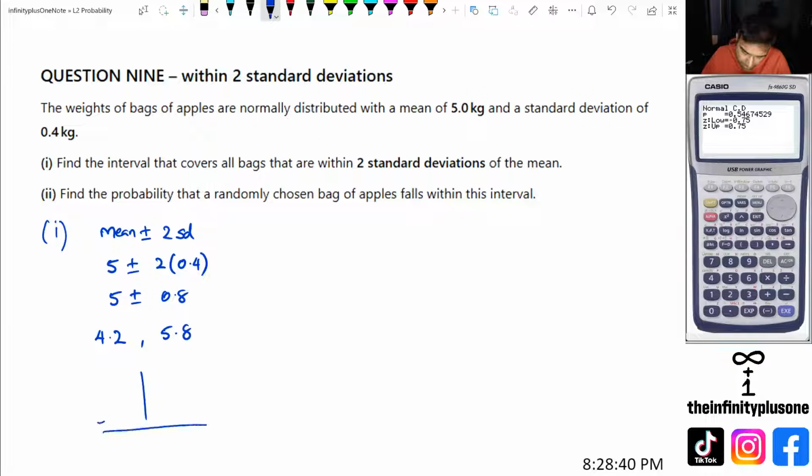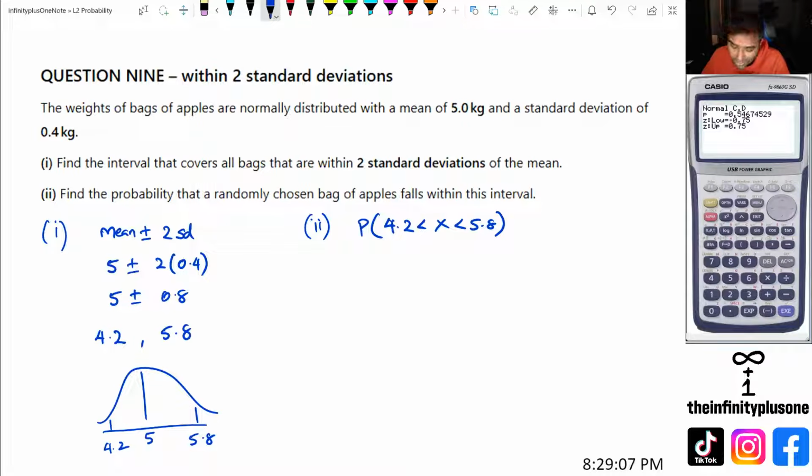So if you think about it like this, we've got 4.2 and 5.8 here, and that's pretty much covering the 2 standard deviations from the mean. Now the second part of this question says find the probability that a randomly chosen bag of apples falls within this interval. So we're looking for between 4.2 and 5.8. Now we already know that this is 2 standard deviations, so we can just go -2, Z, and +2. Because it was already 2 standard deviations, that's a little trick for you right there. That way you can just go -2 to Z to 2.